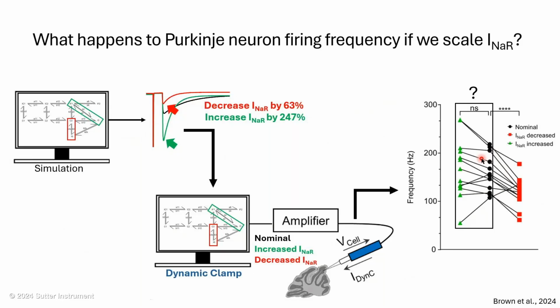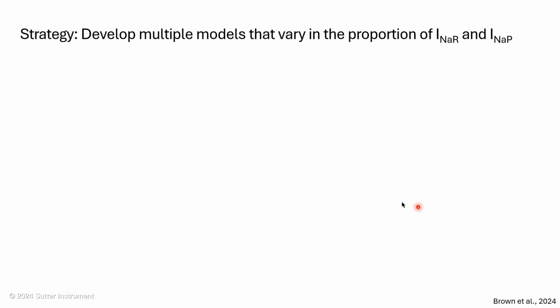And so we really wanted to see how we can manipulate our models further to really break down what is exactly happening with this result here. So our next strategy was to develop models that vary not only in the proportion of the resurgent current, but also in the proportion of the persistent current.